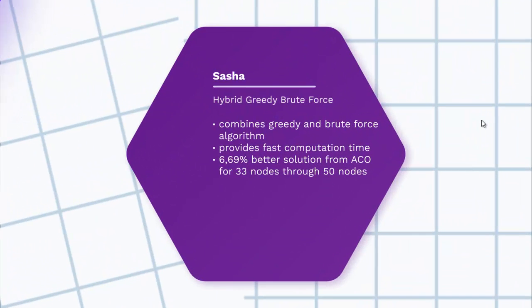The next algorithm is hybrid greedy brute force. We call it SASA. This algorithm combines greedy and brute force algorithms. This algorithm claims to provide fast computation time and gives a 6.69% better solution than ant colony algorithm for 33 nodes through 50 nodes.